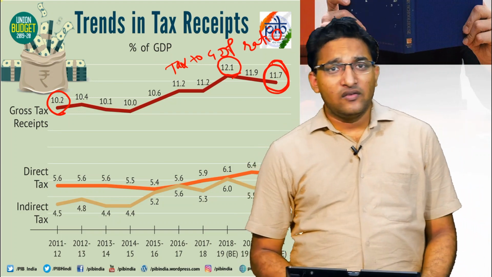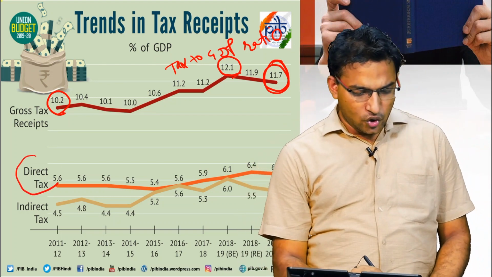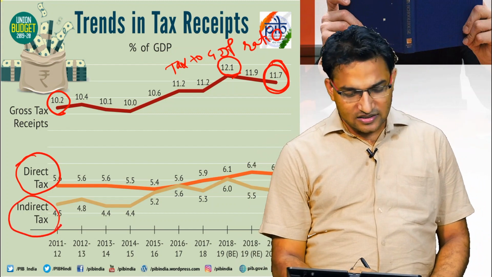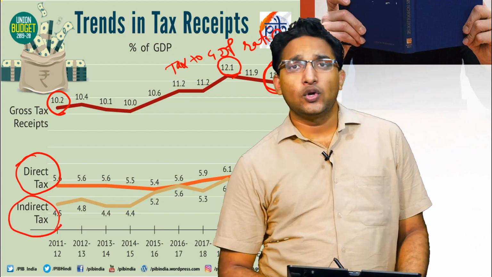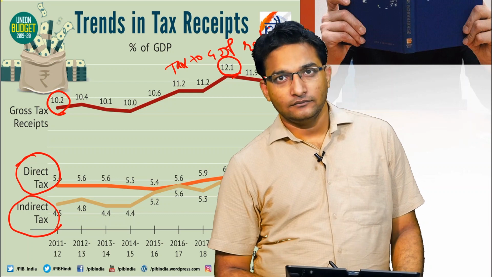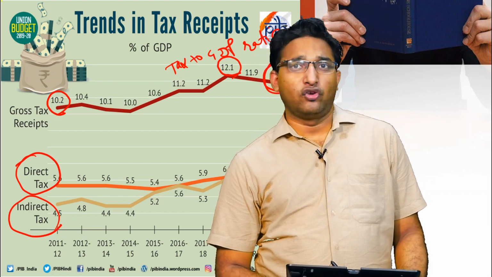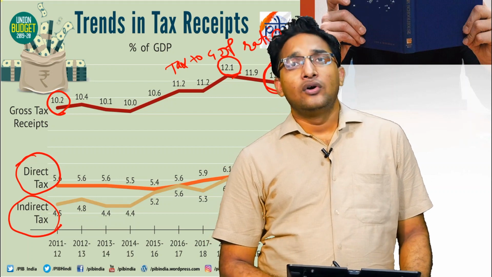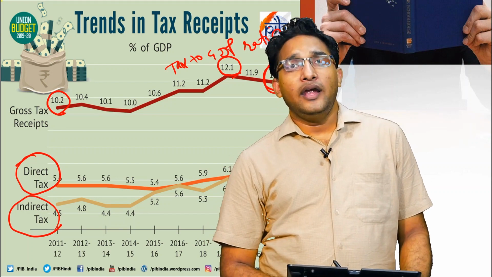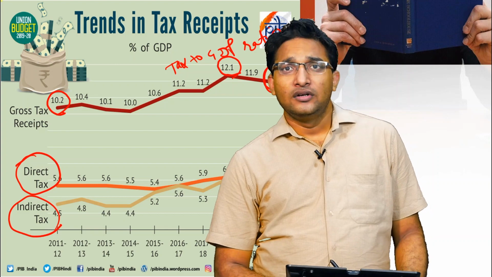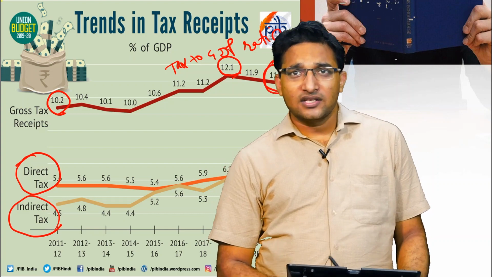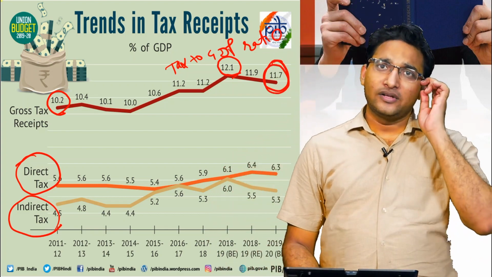Now if we see the breakup between the direct tax and the indirect tax, the direct tax is more than the indirect tax. So can you think, is it a good thing or bad thing? Is it a desirable situation or undesirable situation? I mean, in a good economy, should it have the direct taxes more than indirect tax, or the indirect tax more than direct tax?